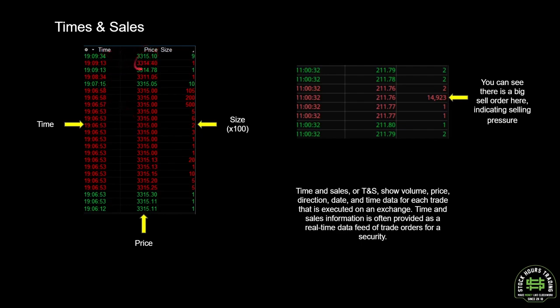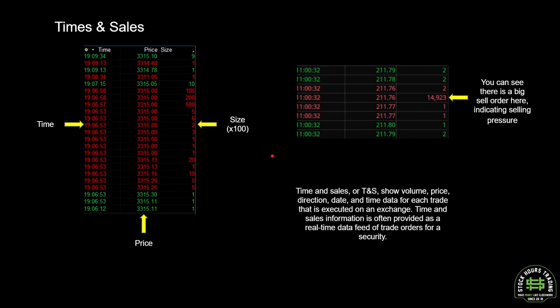We have our price, so what price the shares are executed at. And then we have our size, and the size is times 100. So when you see 9, that's literally 900 shares. Right here we have an example of a big seller on times and sales, and you see it's 14,928.3. So you would multiply that by 100, and you can see how that's a big sell order and how we're seeing selling pressure right there.